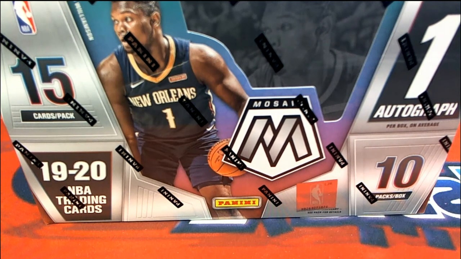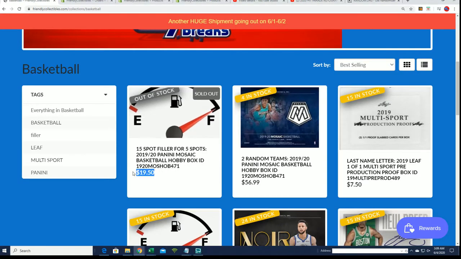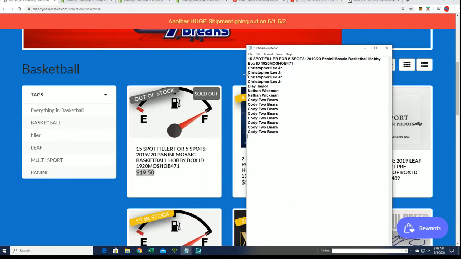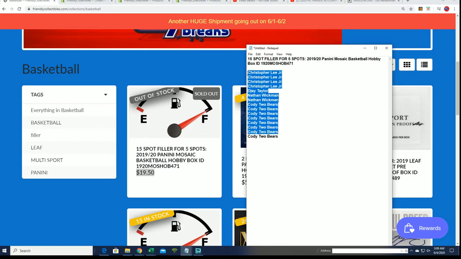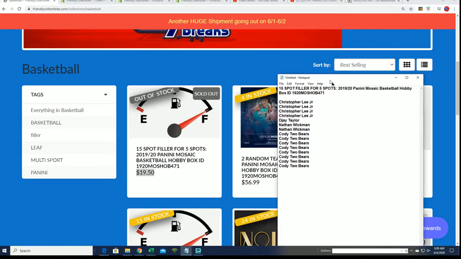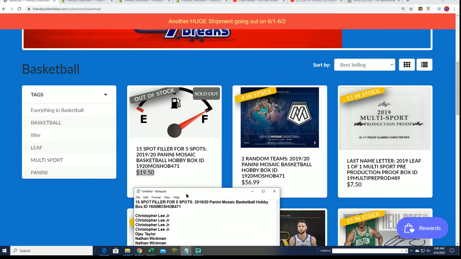Good luck in Mosaic. It is quite an opportunity here in the filler to win spots into the break. And you can see it is 1950. Five owners are looking to come away with spots in Mosaic. We're going to find out what happens right now and who wins and who gets into Mosaic basketball and saves a bundle.